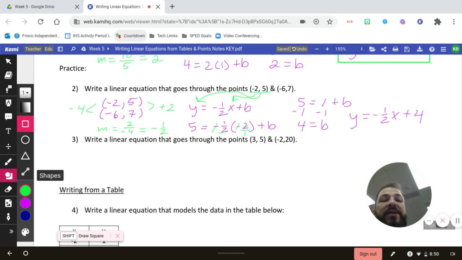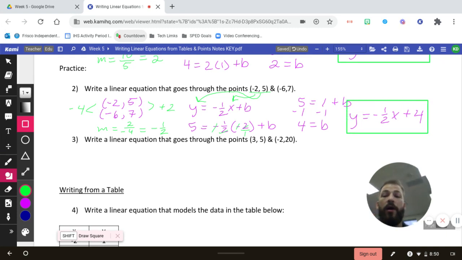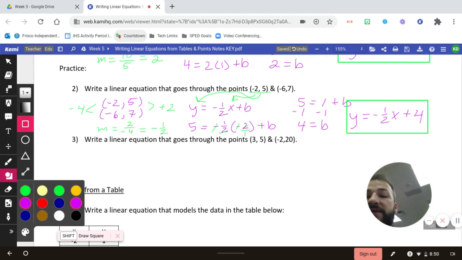And this is going to take some practice, y'all. So take your time, use your calculator if you need to, so that you can be successful with these. Let's practice one more with the 2 points. So write a linear equation that goes through the points (3, 5) and (-2, 20). So same thing, line up my 2 points.